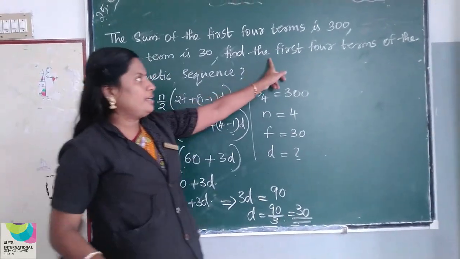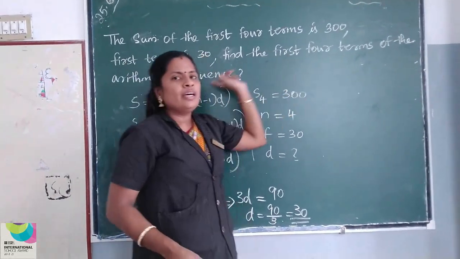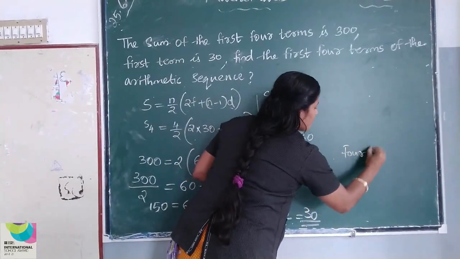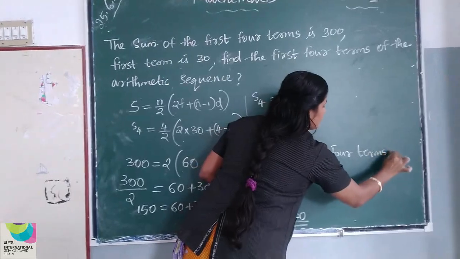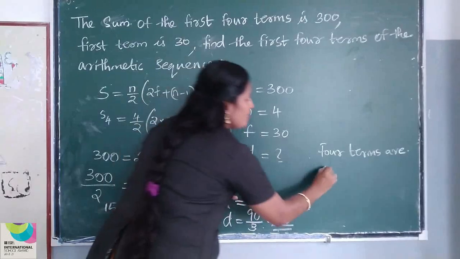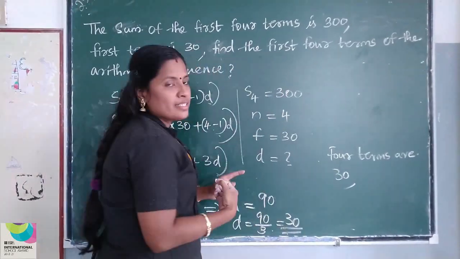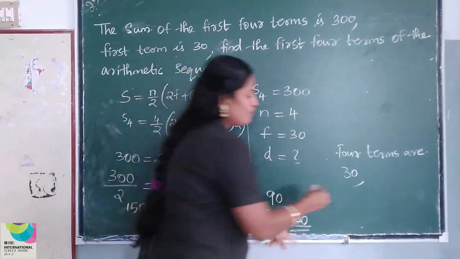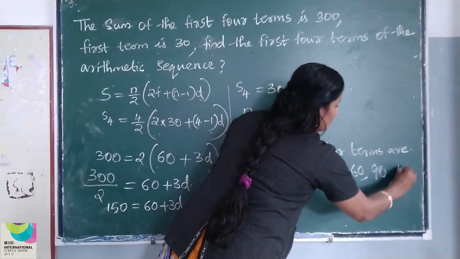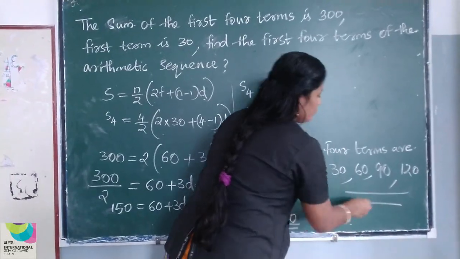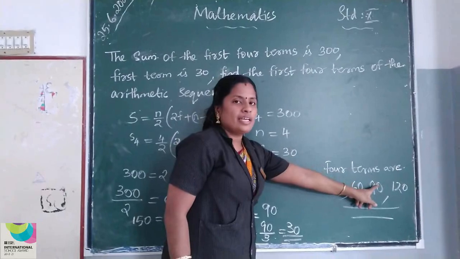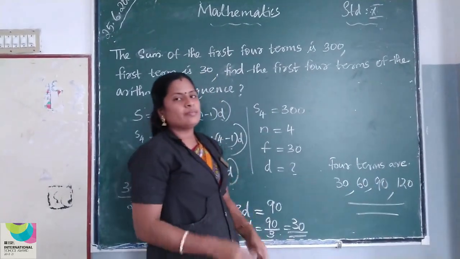Here we have to find the first 4 terms of the arithmetic sequence. The 4 terms are: the first term is 30 and the second term is 30 plus 30, 60, then 90, then 120. So the 4 terms are 30, 60, 90 and 120.